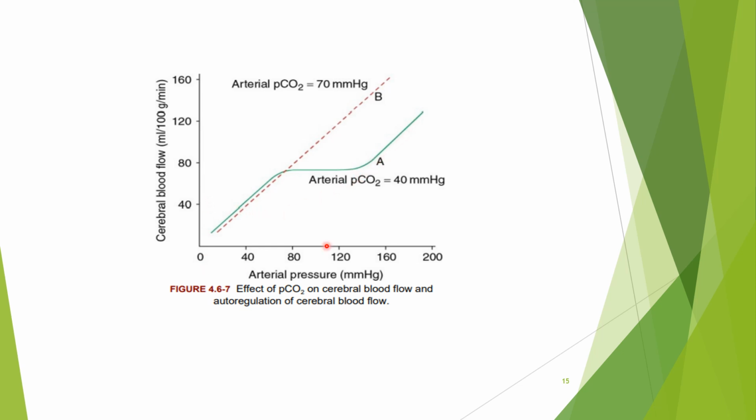So this graph includes two mechanisms: it is showing arterial PCO2 with the cerebral blood flow, and it is showing blood pressure with the normal arterial PCO2 with the cerebral blood flow.